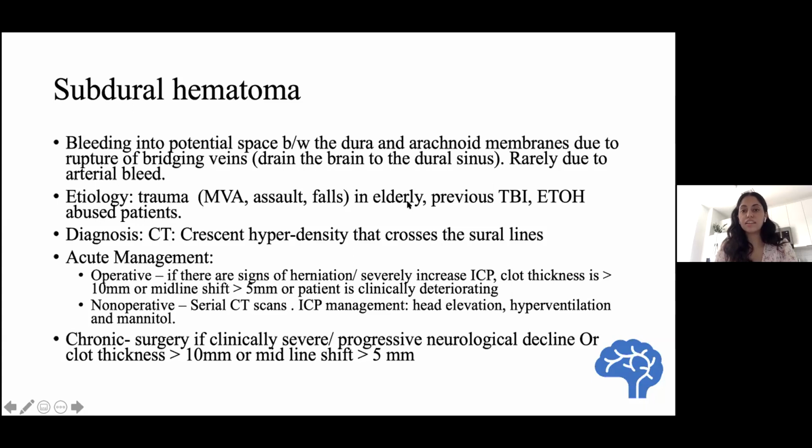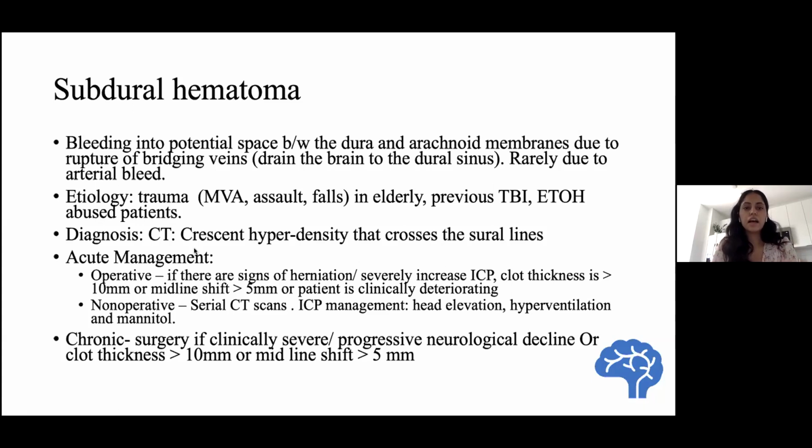So it can be trauma in an elderly population, like a ground level fall sometimes, or a prior traumatic brain injury, or a patient with alcohol abuse because they have atrophy of their brain occurring. There's more strain in both elderly and patients who abuse alcohol. They have atrophy of the brain and you have strain on the bridging veins. So you have a lot of tension. So even when a small trauma occurs, there's increased risk of rupture or injury, and then you get the subsequent bleed occurring.